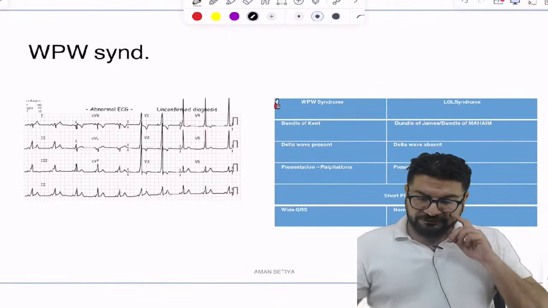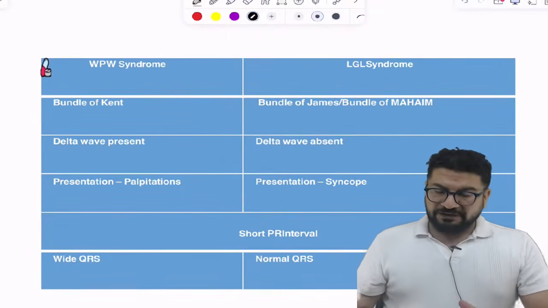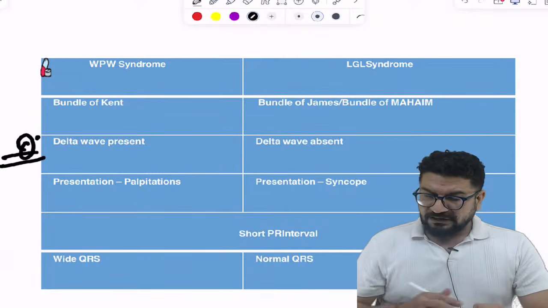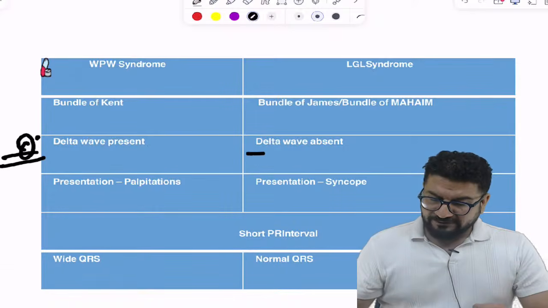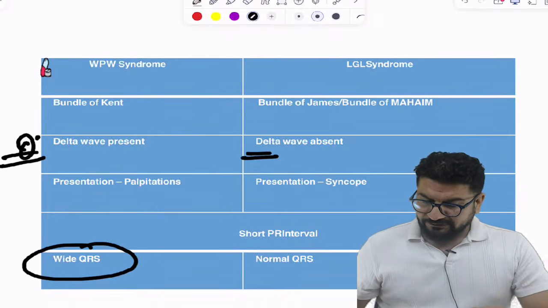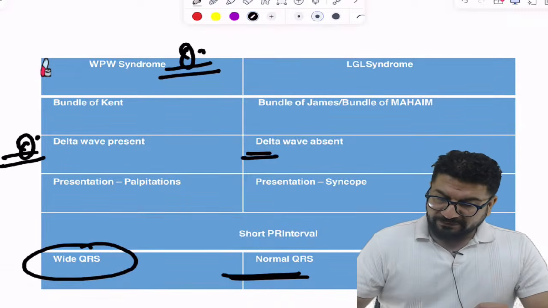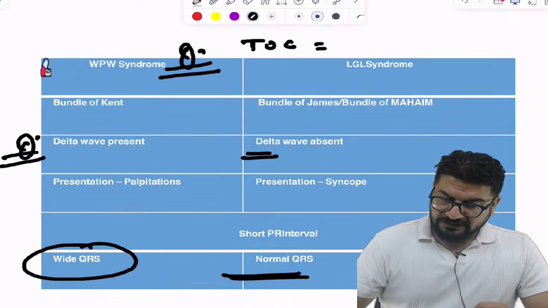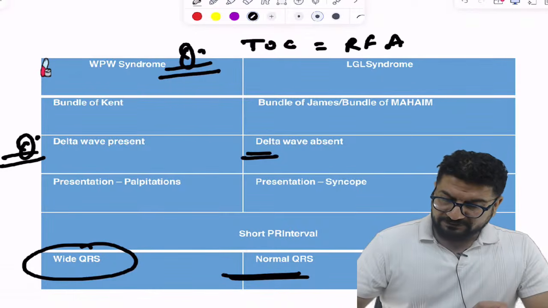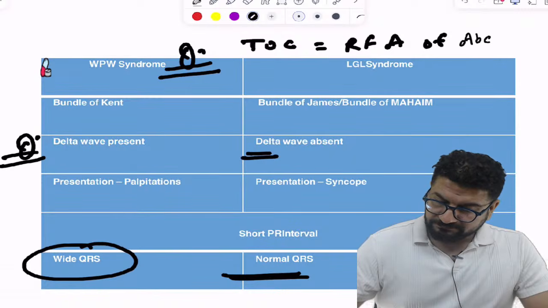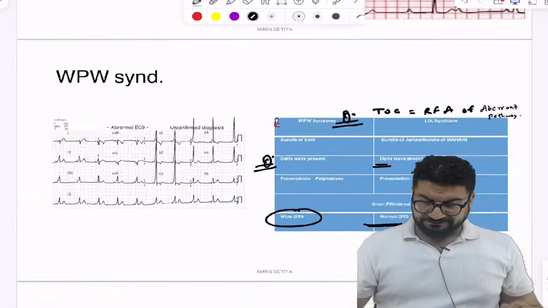Now coming to WPW syndrome. Remember in WPW we have the bundle of Kent. Delta waves are there. It is a slurred upstroke in the initial portion of the QRS. Then we have Lown-Ganong-Levine syndrome where the delta wave is absent. QRS will be normal. So just remember WPW, they ask it routinely in the exam. In both cases, remember the treatment of choice in both is radio frequency ablation of the aberrant pathway.